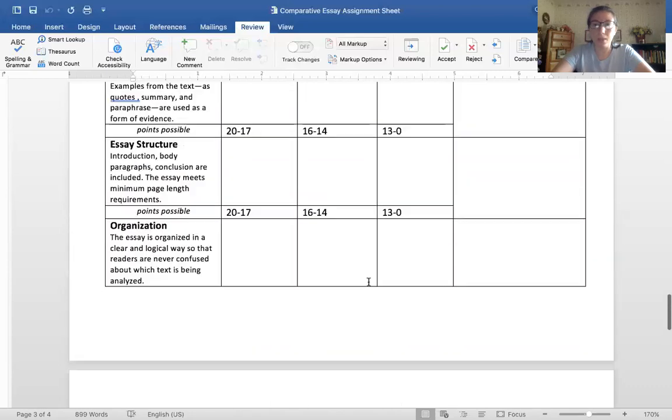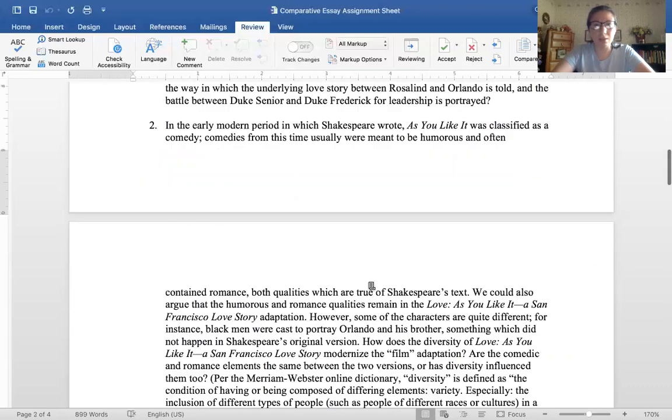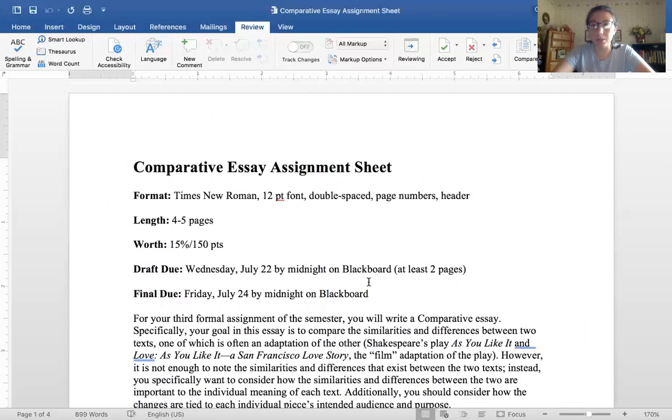Okay, and I think that is it for this assignment sheet. As always, if you guys have questions about it, concerns, you want to bounce ideas off me, please feel free to do so. You can just go ahead and send me an email, and then we will be all set.